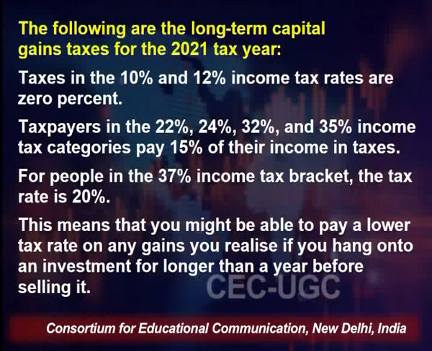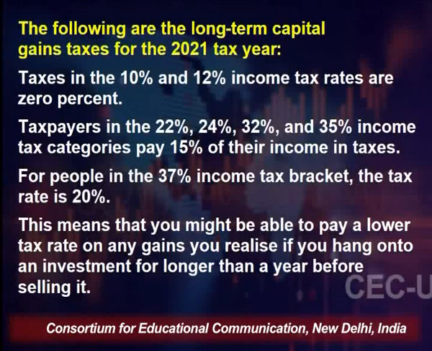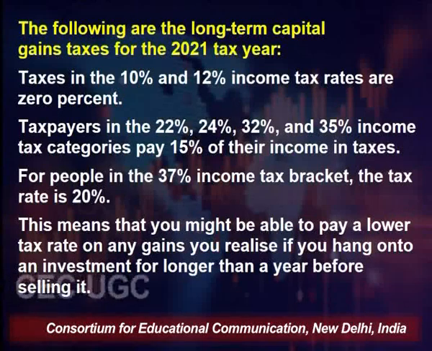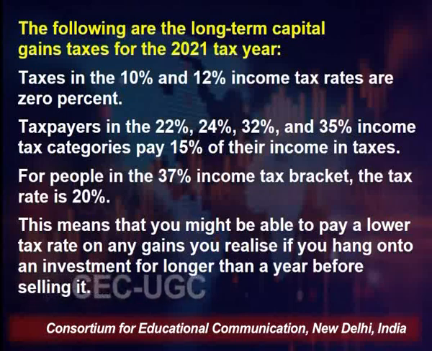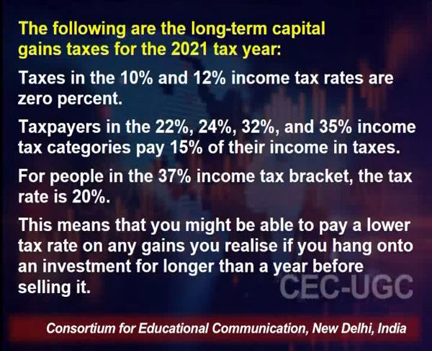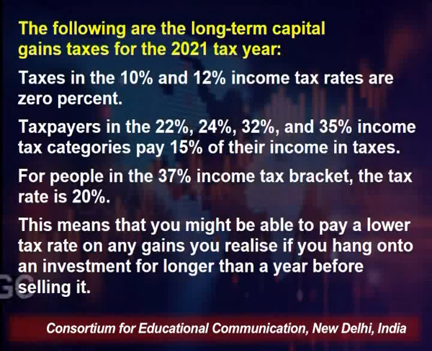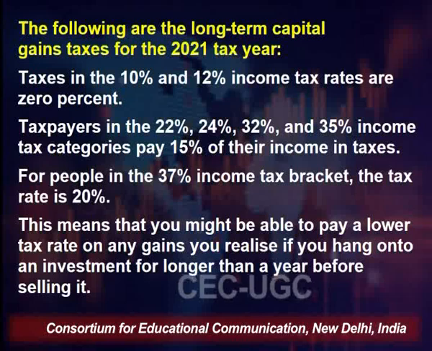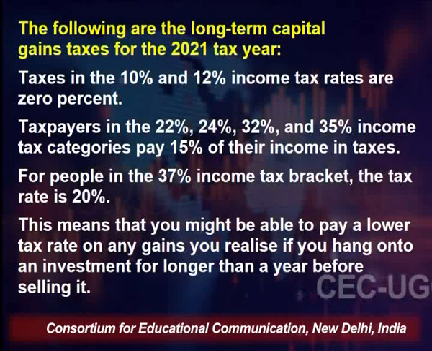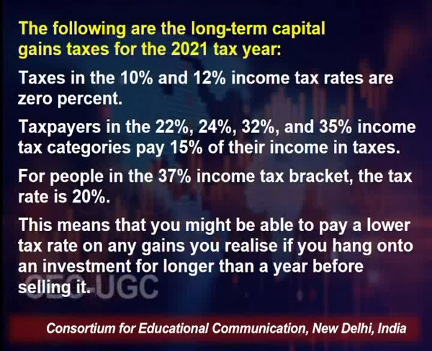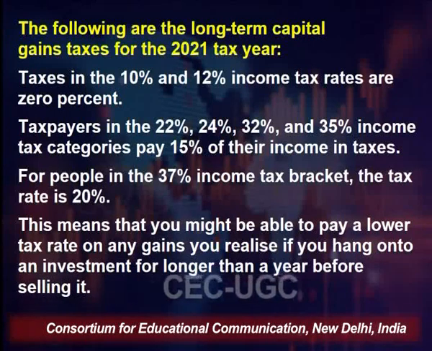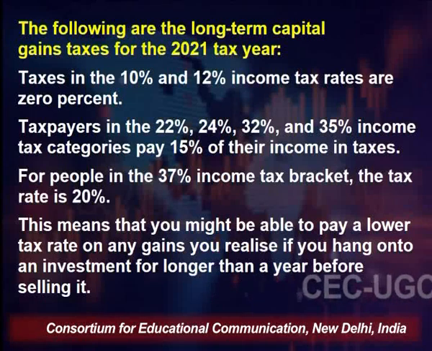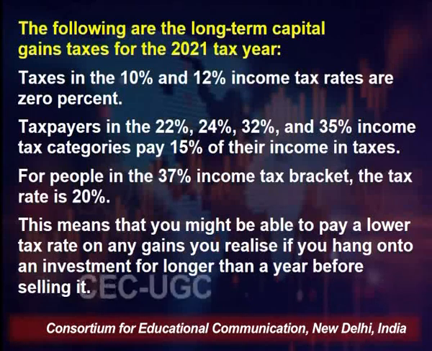So, this is the profile of long-term gain taxes for 2021 taxpayers. Taxpayers in the 10% and 12% income tax brackets pay 0%. Those in the 22%, 24%, 32% and 35% income categories pay 15%. For people in the 37% tax bracket, the tax rate is 20%. This means that you may be able to pay a lower tax rate on any gains you realize if you hang on to any investments for longer than a year before selling them.